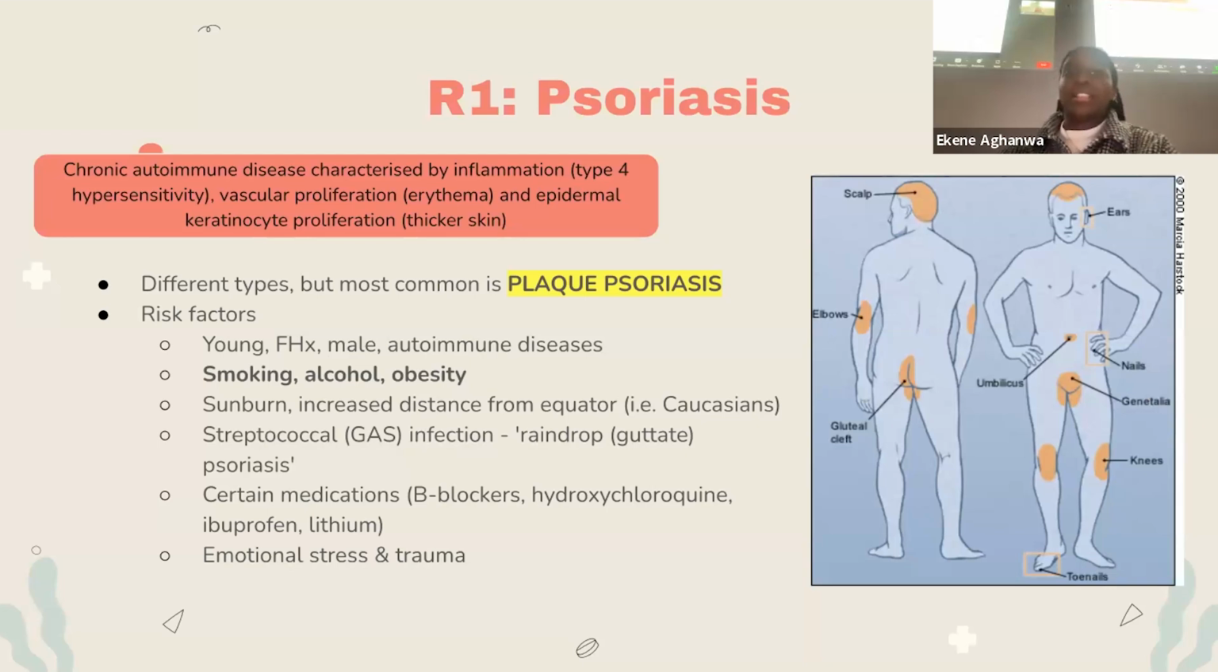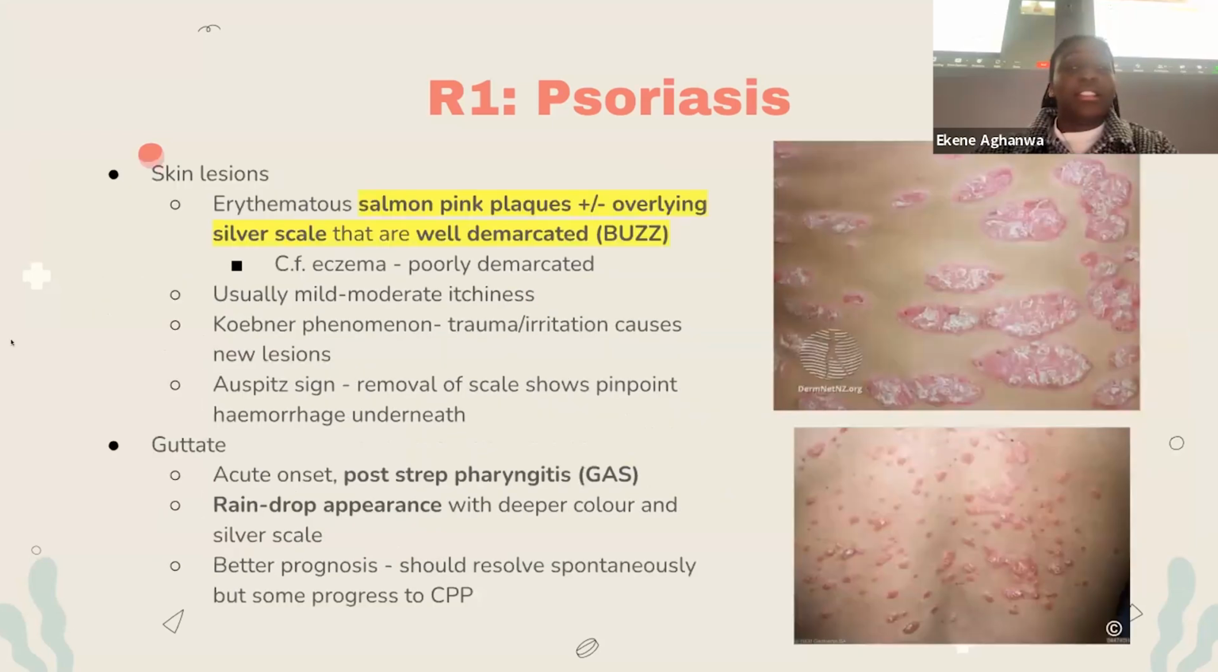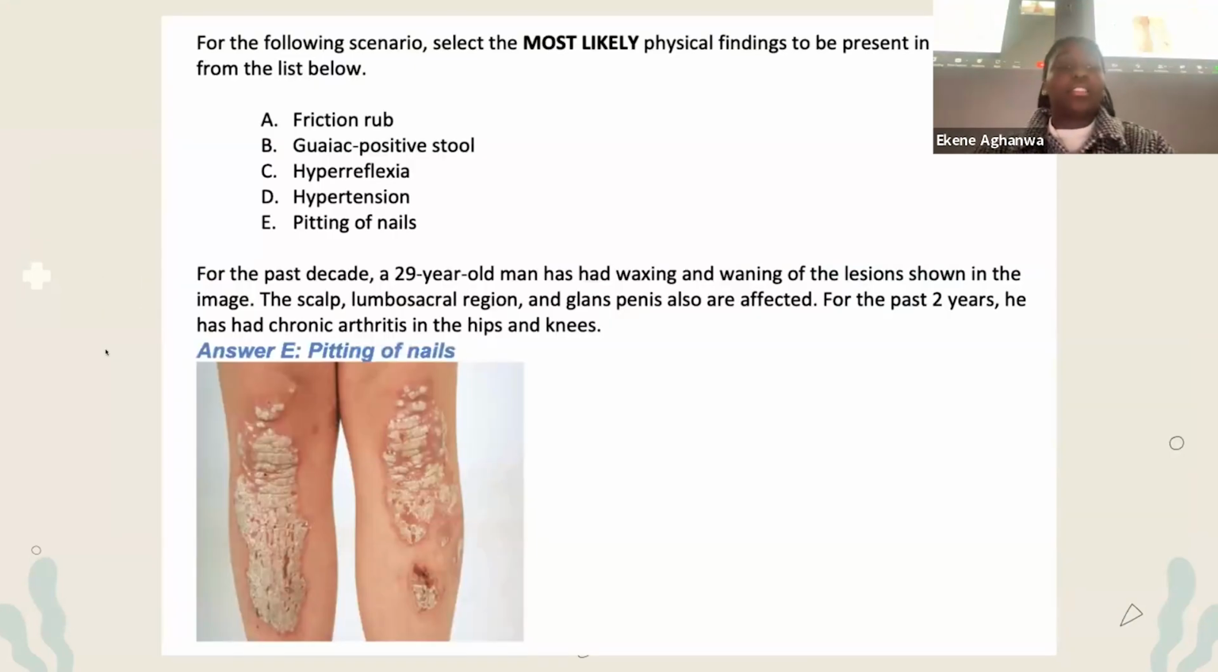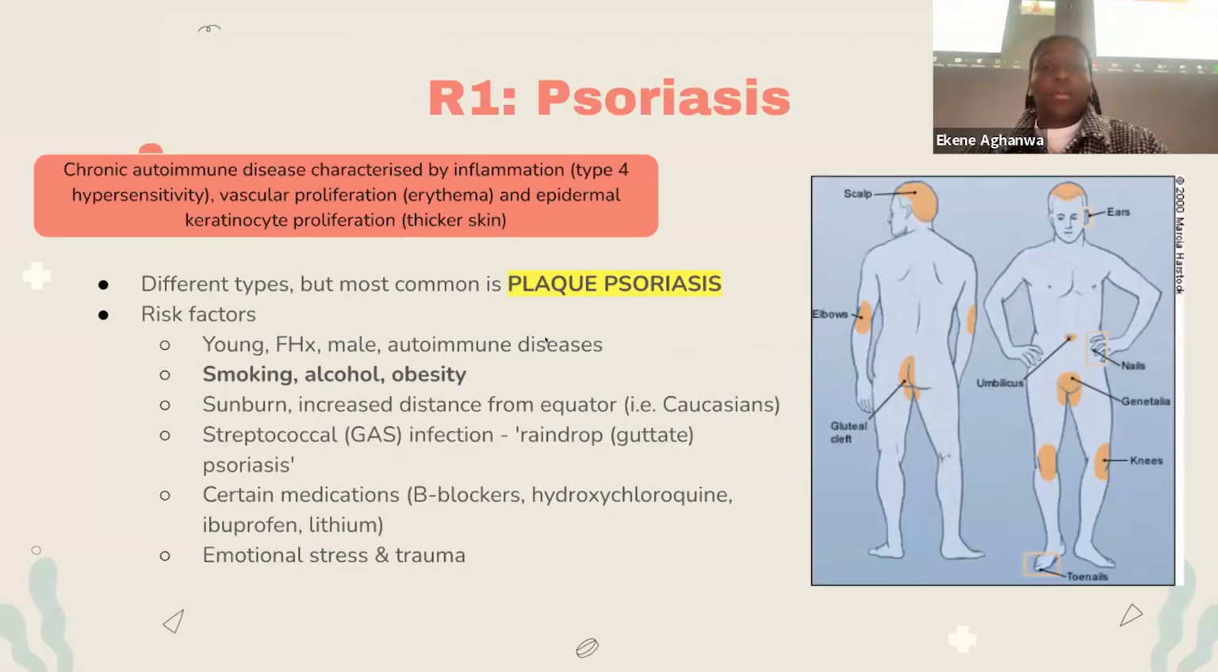Psoriasis is a chronic autoimmune disease characterized by inflammation, erythema, and thicker skin. There are different types of psoriasis, but the one that you guys would have most likely seen is plaque psoriasis. So that's the one here, and that's the most common type.